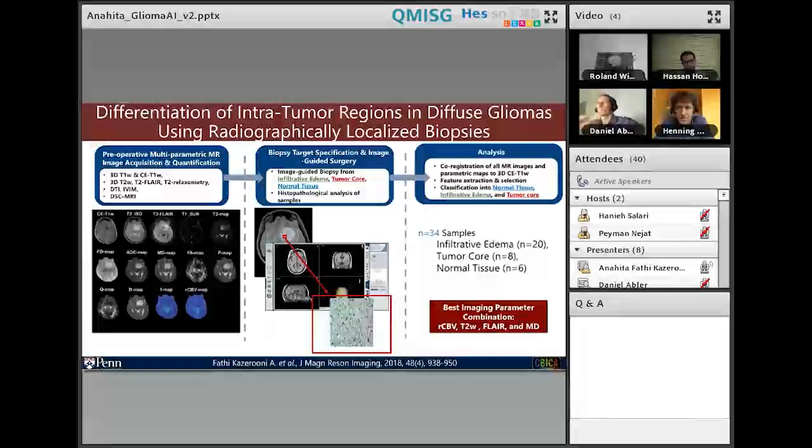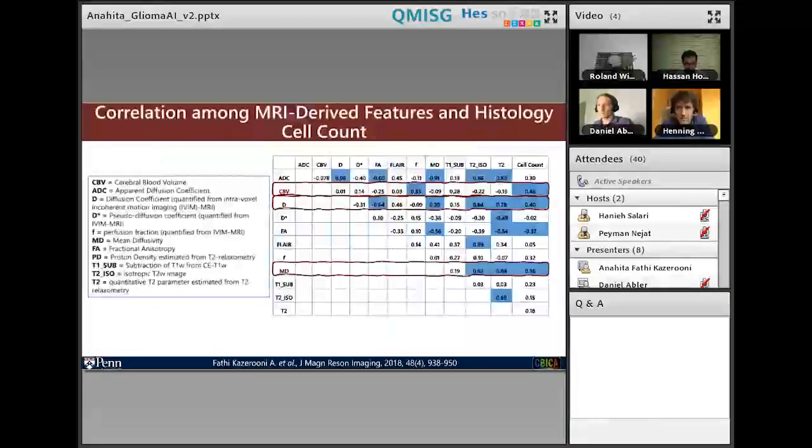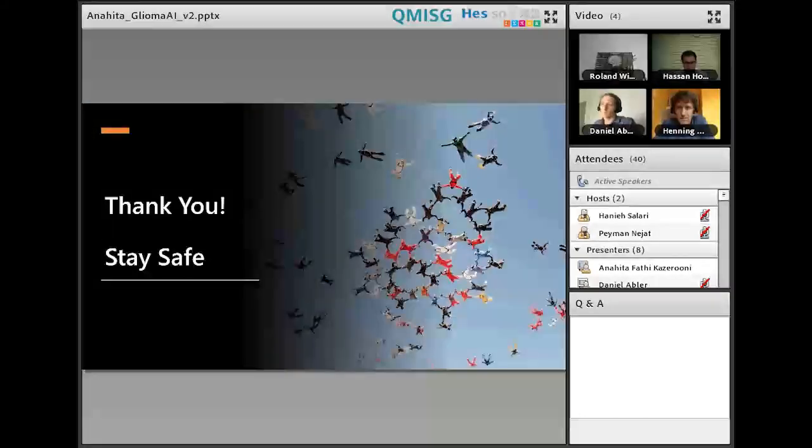And we performed pathology analysis of the samples and tried to see which combination of imaging modalities could better distinguish these regions from each other. And we found that CBV, which is from perfusion imaging, T2 FLAIR, and mean diffusivity from DTI are the best combination for discriminating.